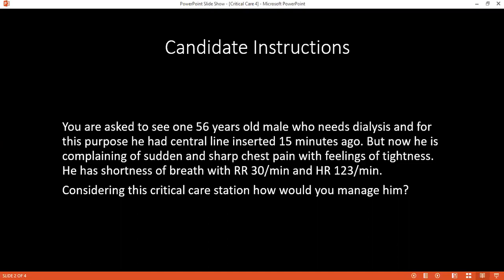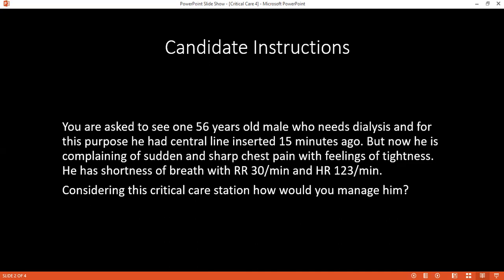How frequently would you be taking care of the vitals for this patient? Ma'am, I will check this hourly. Why do you think the patient has suffered with shortness of breath, and how would you take care of that? Ma'am, considering the scenario, my assessment goes for tension pneumothorax.